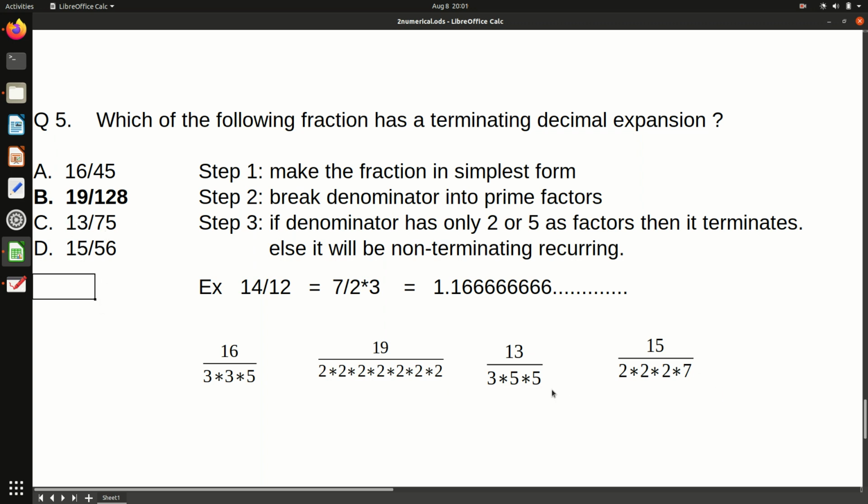So again, 13 by 75 I have written here, and it has 3 as an extra one. It means it is non-terminating. And for option D also we have 7 extra. Apart from 2 or 5 it has 7. It means it is also non-terminating. So you can see how easily we have solved this question. And if you could not solve this question, no problem. After this you must have learnt it. So just remember these 3 steps, and by using this you can solve your question in the examination.